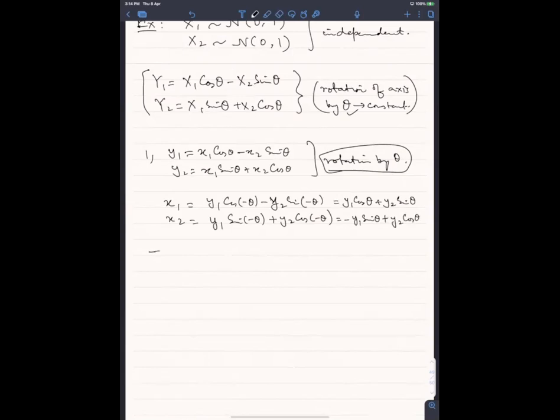Okay. Jacobian find out करते हैं. Jacobian x1 x2 would be equal to, Jacobian क्या होगा? Partial g1 by partial x1, partial g2 by partial x2. So ये find out करते हैं. Partial g1 by partial x1 which is cos theta and then minus sine theta and then sine theta and then cos theta. And this turns out to be cos square theta plus sine square theta which is equal to 1.